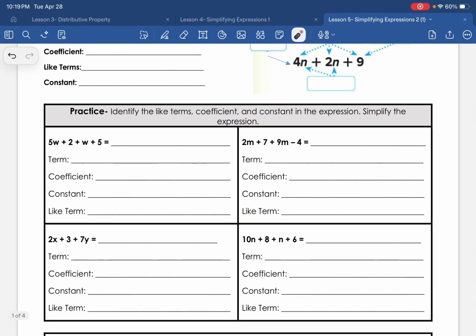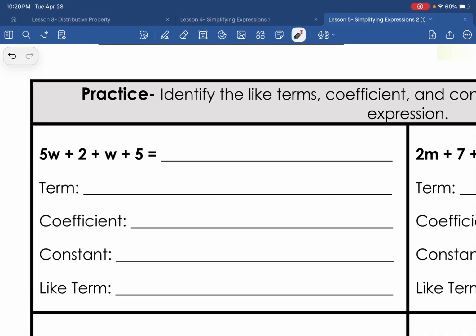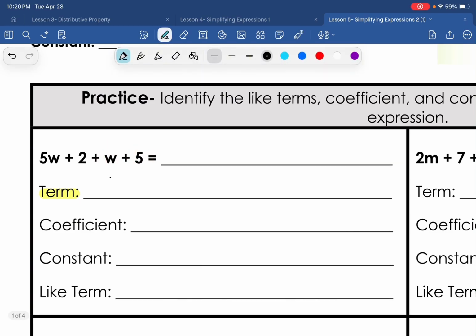All right, now this part should look a little bit familiar because this is kind of what we did in part 1. And the reason I'm doing this again is because it seems we need a little bit more practice. So if we remember, terms are every part of an expression that is separated by an addition or subtraction operation. So if we look at this expression, 5w and 2 are separated by addition, 2 and w are separated by addition, and w and 5 are separated by addition. So all of those are terms.